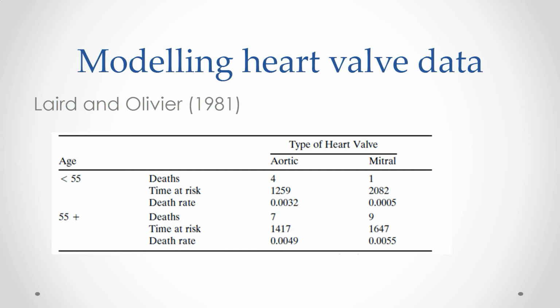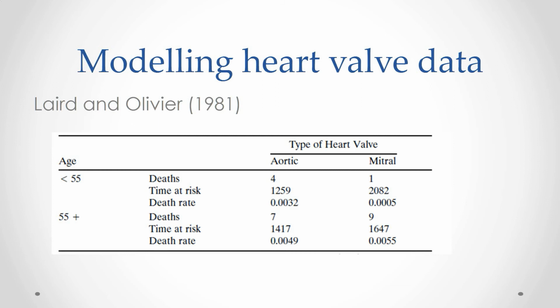So in this table, we see the number of deaths during the follow-up period by valve type and age. So this is like a first layer of a three-way contingency table that classifies valve type, age, and whether or not the person died.